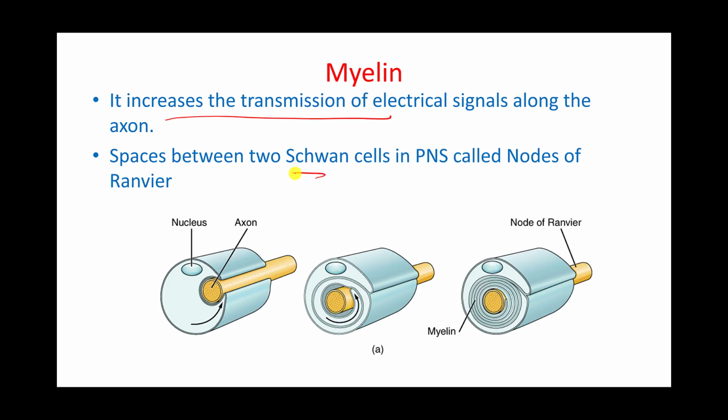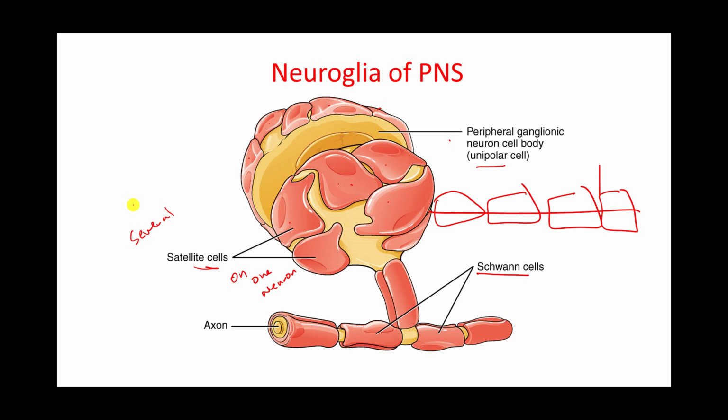And the space between two Schwann cells in the PNS is called the nodes of Ranvier. What does this mean? If we go here, this is a space, maybe this is a space. These are called nodes of Ranvier, which is something we are also going to talk about later.